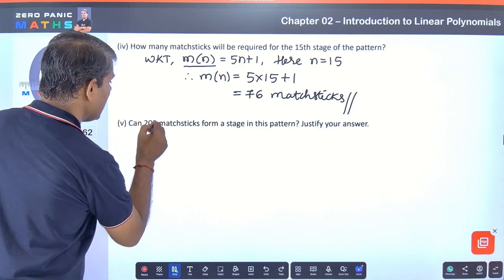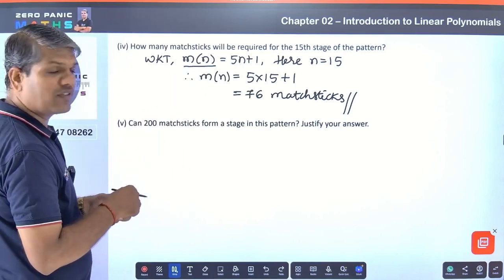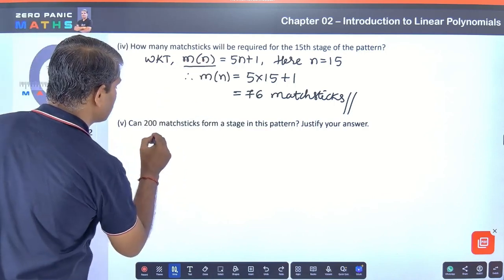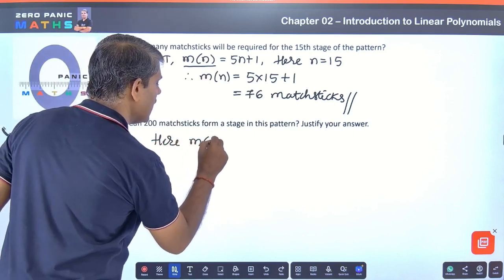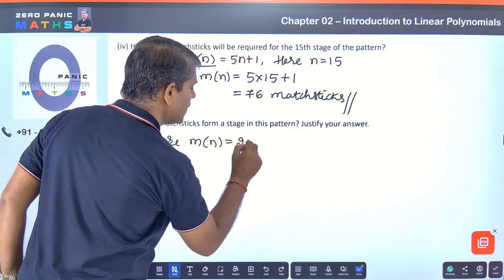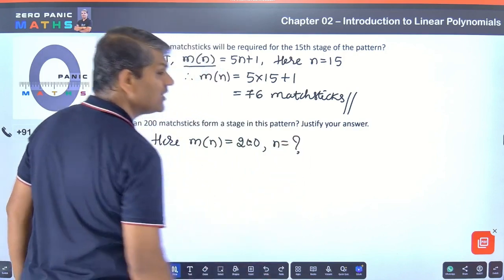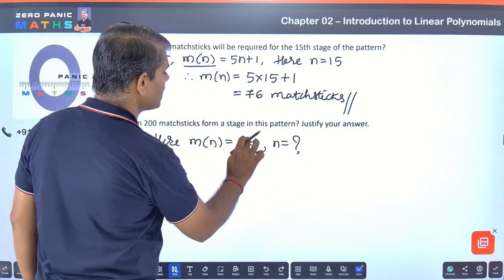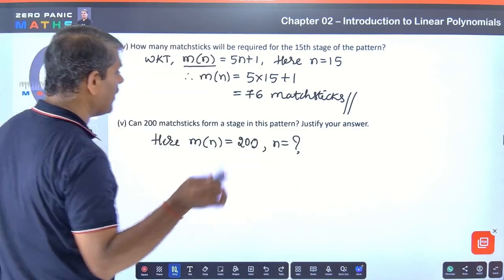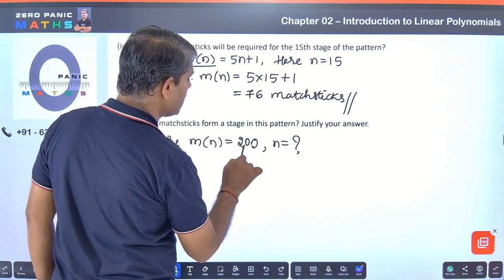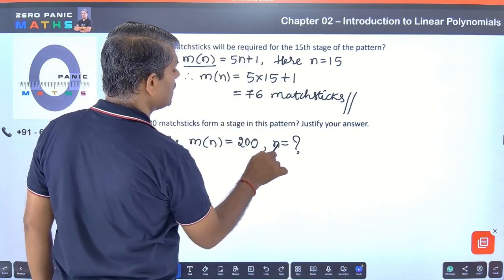So I can say here m of n is equal to 200. So total matchsticks they have given, right? M of n represents matchsticks, right? So here m of n is equal to 200, and we need to find the n value. That is the stage where 200 matchsticks can give me this pattern. You understood this? Now let us substitute m of n is equal to 200 into this formula and try to find the value of n.